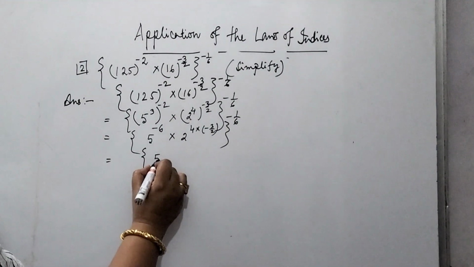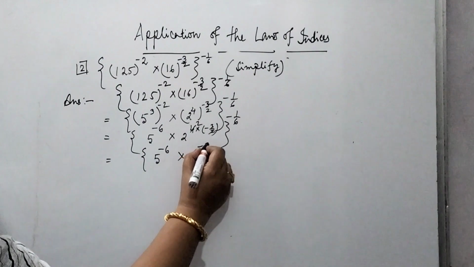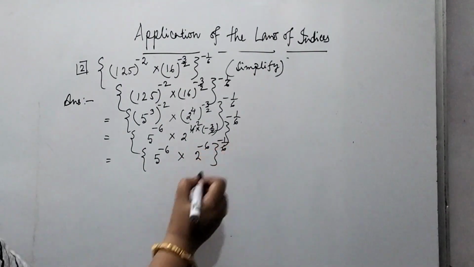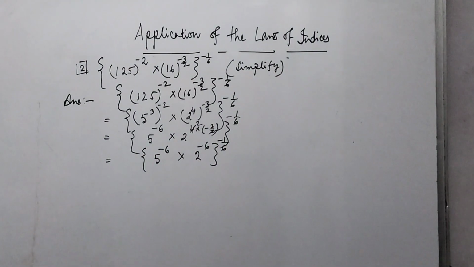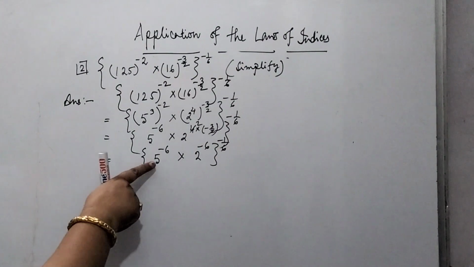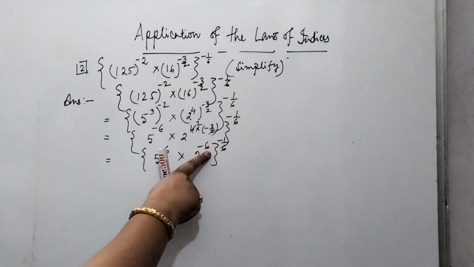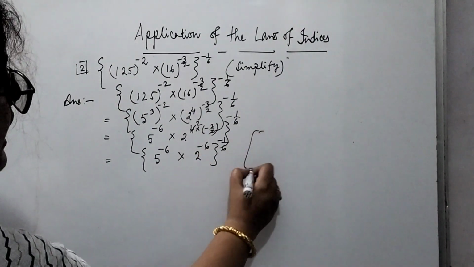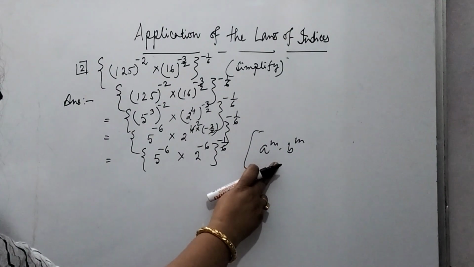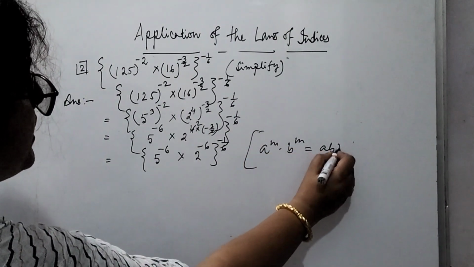Now here we get 5 to the power minus 6, and here also we get 2 to the power minus 6, and whole to the power minus 1 by 6. Right? Now just look at this expression: a to the power m into b to the power m. Okay? Bases are different but the powers are the same. So can't we write it as ab whole to the power m?